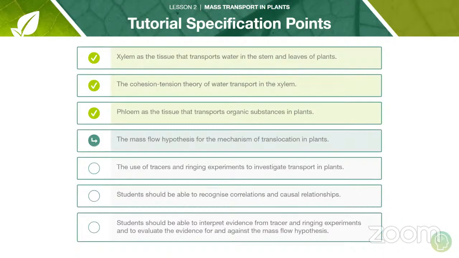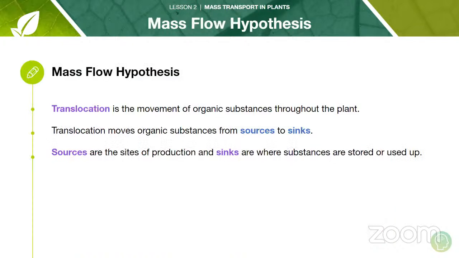Okay, mass flow. This is really important. So translocation is the movement of organic substances through the plant. Translocation moves substances from source to sink. So sources are the site of production, and sink is where the substances are stored or used up. Usually for a plant, a source is going to be the leaves of the plant because they're actively photosynthesizing. And the sink is going to be the root cells, because that's where plants store their organic material.